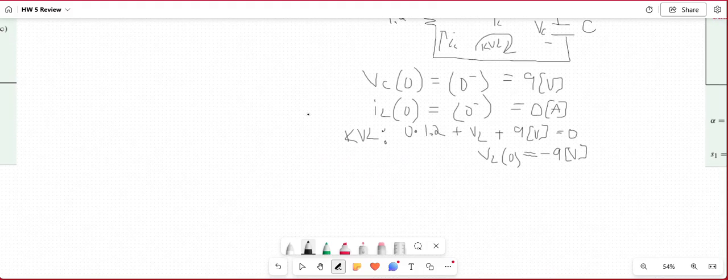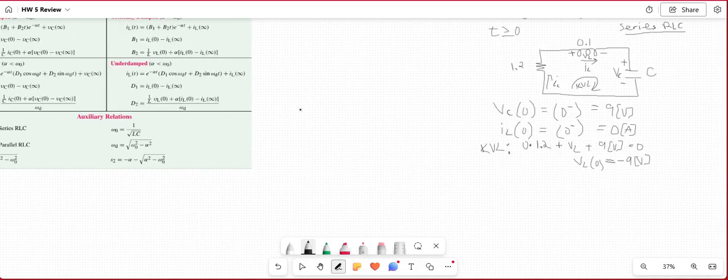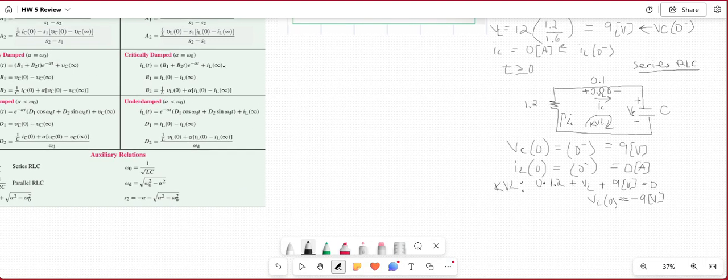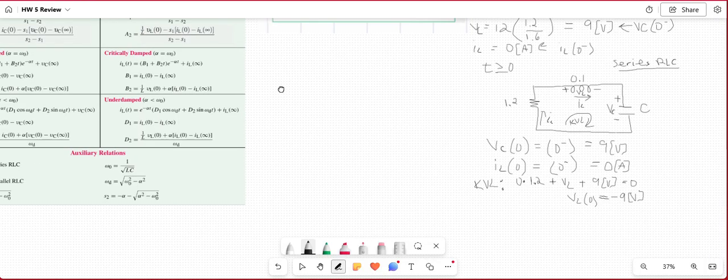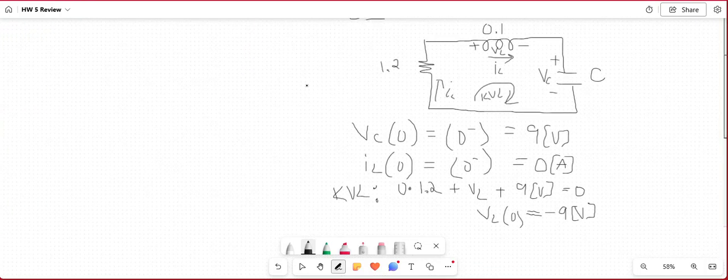Okay, so that's VL of 0. We don't need any more conditions for t equals 0. There's nothing else in here. Looks like we just need IL of infinity. And IL of infinity, let me check my notes real quick. Oh, yeah.